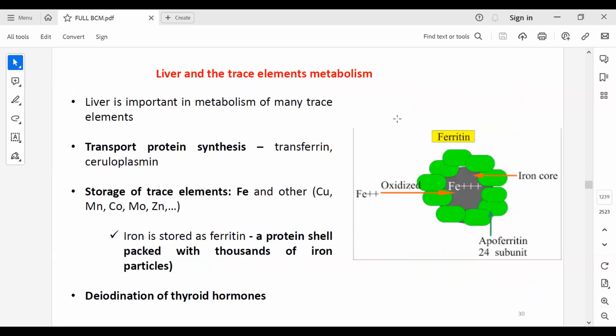The liver also deals with trace elements metabolism. We know about our hemoglobin. Once the liver has metabolized the hemoglobin, you need the iron which is left. It can make it into ferritin and then transport it back into the bone marrow to make more hemoglobin. It also stores other elements like iron, copper, manganese.